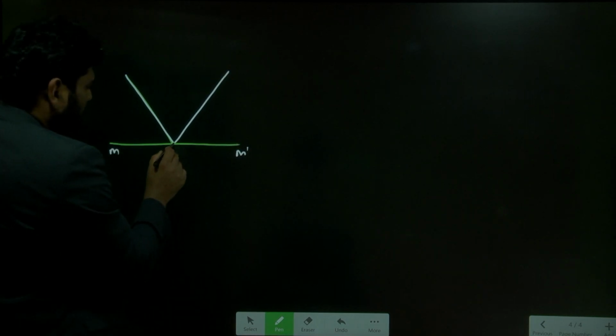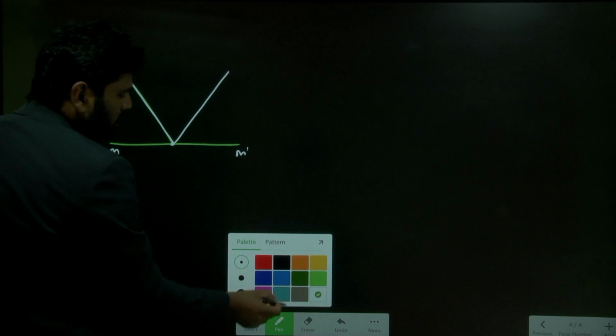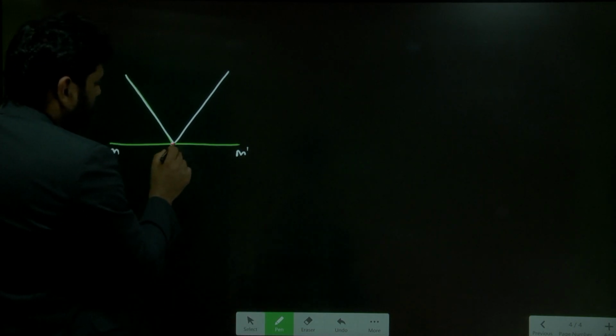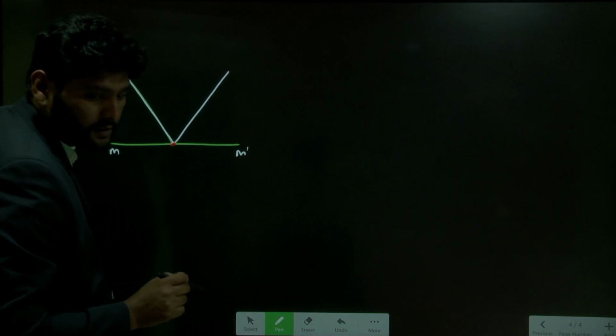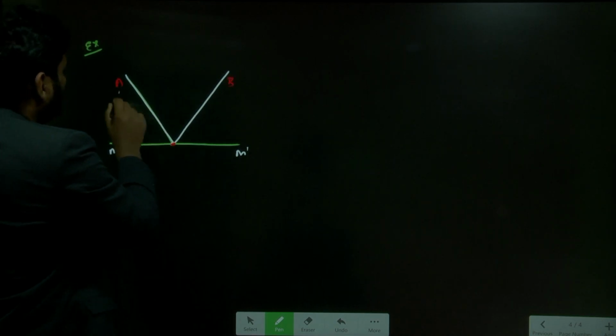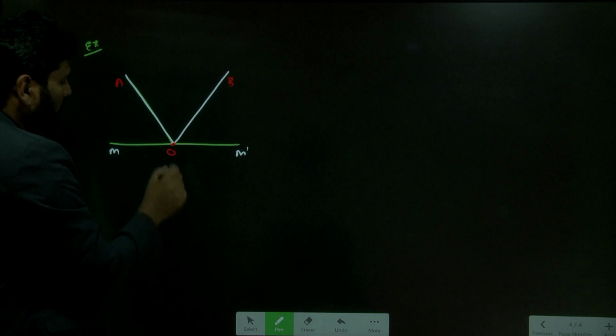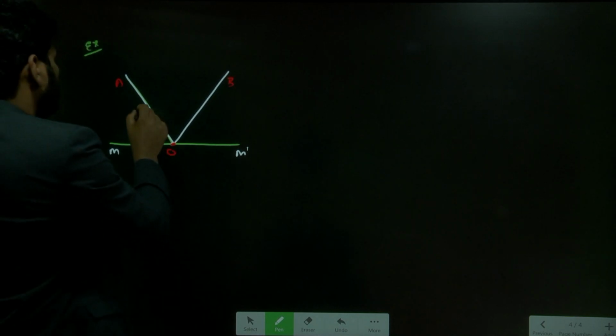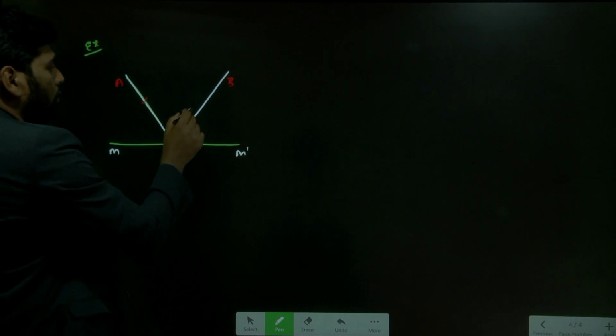Now what is the name of this point? Point of incidence. This is A, this is B, and this is O. AO is called the incident light ray. OB is called the reflected light ray. Got my point?